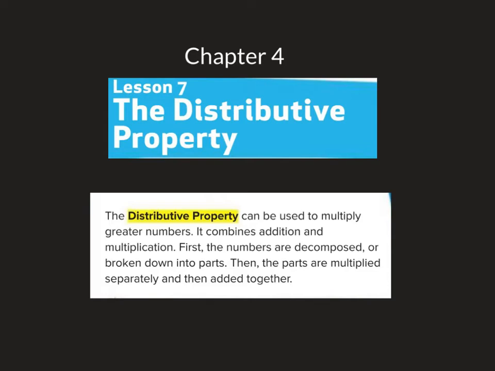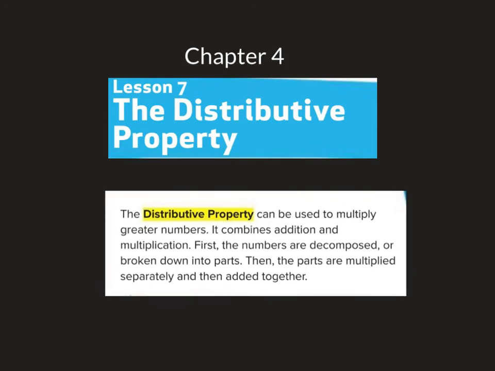The distributive property can be used to multiply greater numbers. It combines addition and multiplication. First, the numbers are decomposed or broken down into parts, right? We think in expanded form. Then the parts are multiplied separately, then added back together. Hopefully this is sounding familiar to you because we did this with our area models, with our partial products. So let's jump right in.